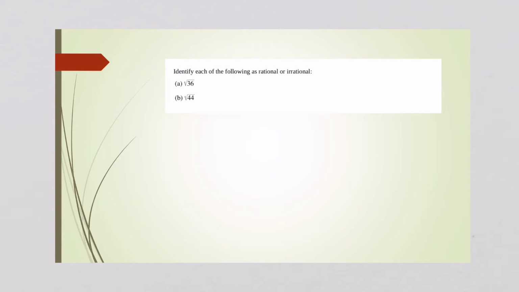Okay, to identify these as rational or irrational, I can take the square root of 36. The square root of 36 is 6. That means that the square root of 36 is rational. The square root of 44, if I were to type that into my calculator, I get 6.633249581, and I'm assuming it goes on, and I don't see any pattern there, so that means this is irrational.